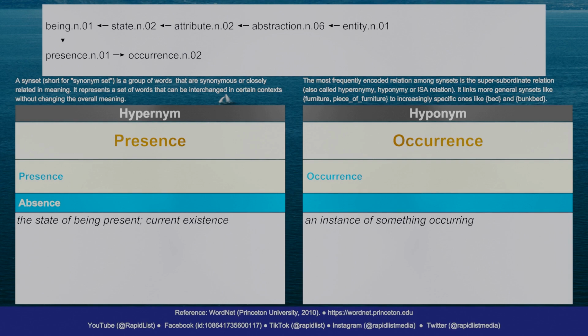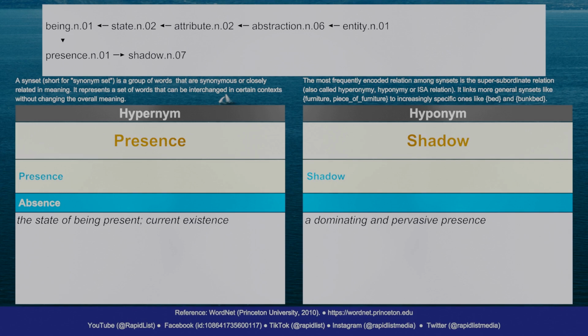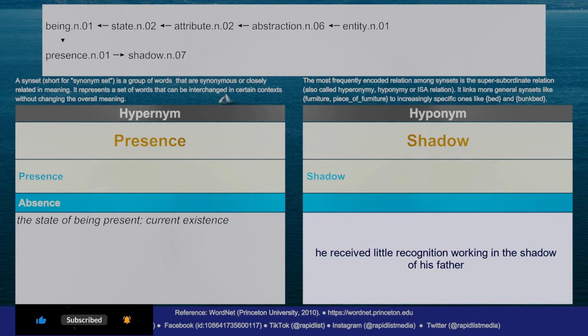Occurrence. An instance of something occurring. The occurrence or presence of life on other planets. Allopatry. The occurrence of related organisms in separate geographical areas with no overlap. Sympatry. The occurrence of organisms in overlapping geographical areas, but without interbreeding. Shadow. A dominating and pervasive presence. He received little recognition working in the shadow of his father.